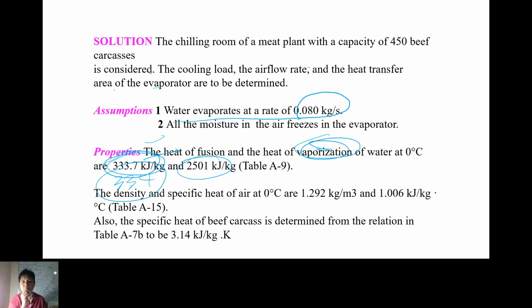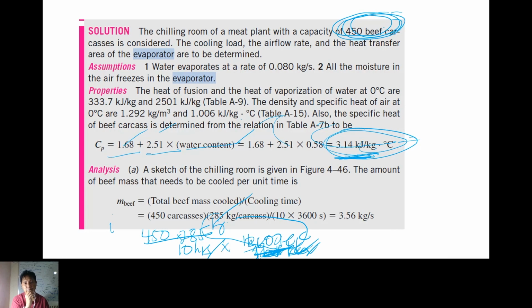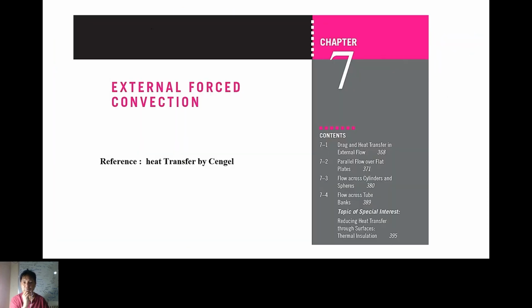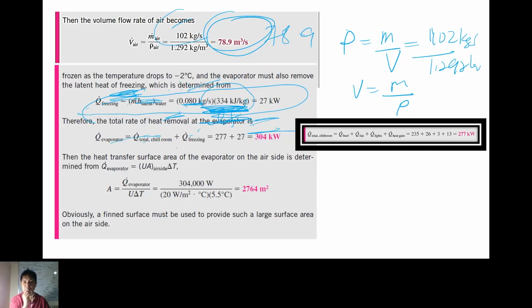Saan mo nakuha yon? In-assume dito sa una pa lang: water evaporates at a rate of 0.08 kilogram per second. So yung mula sa yelo, naging tubig, kaya nag-release siya ng ganung energy na 334 or 333.7. Ni-round off na lang. Nasa 27 kilowatts yung sa freezing.